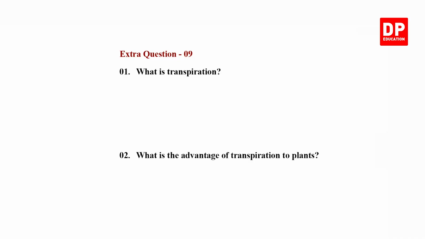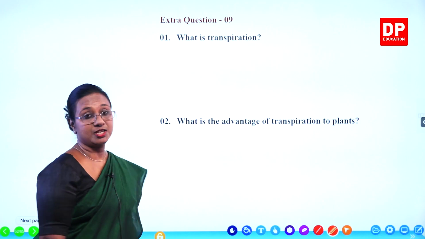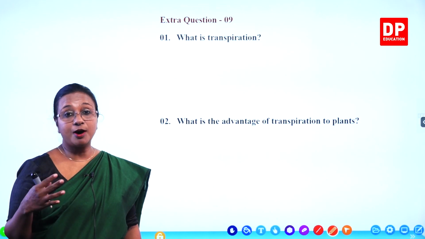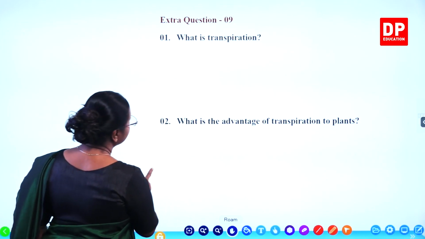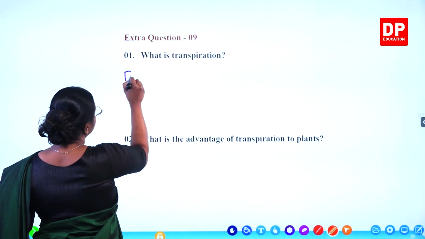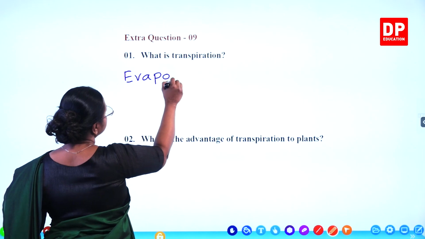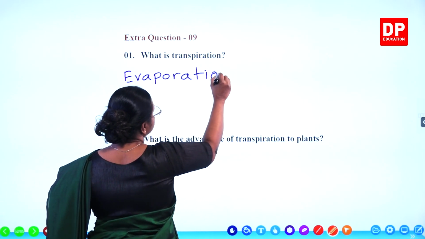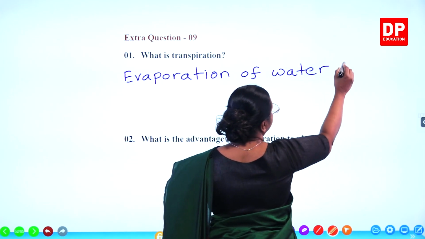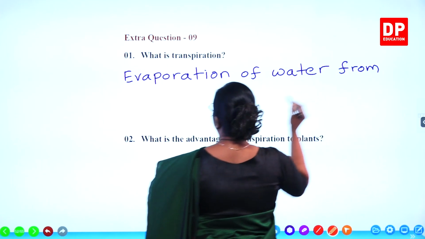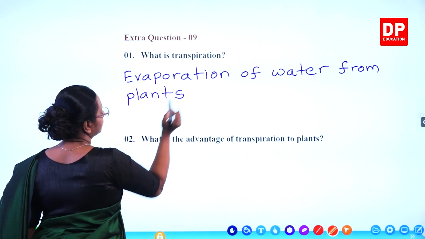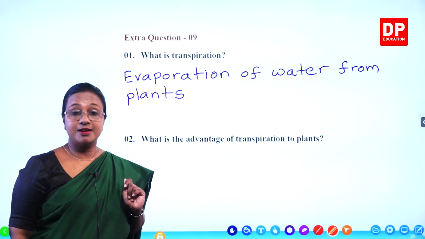Extra question 9. What is transpiration? Evaporation of water from plants. So, a very simple answer. Transpiration is evaporation of water from plants. So that process is known as transpiration.